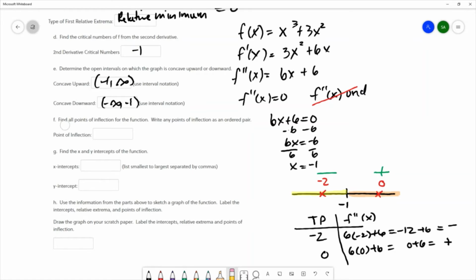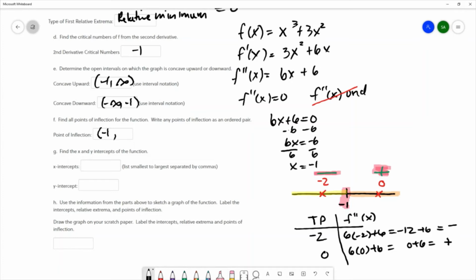Then we want to find all points of inflection for this function. A point of inflection is a change in concavity, so we're going to use the chart that we already built for the second derivative. And we're looking for a change in concavity. We can see that over this value of -1, we have a change from concave down to concave up. So that's going to give us a point of inflection.